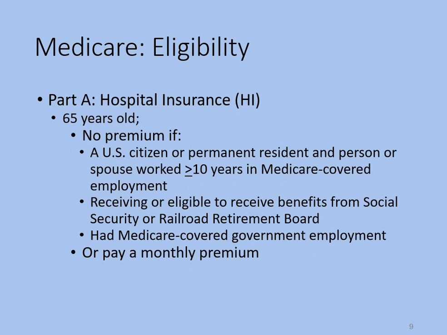Now, getting more into eligibility for Part A, the hospital insurance. If you're 65 years old, there's no premium. If you're a U.S. citizen or permanent resident and you or your spouse has worked greater than 10 years in Medicare-covered employment, you're receiving or eligible to receive benefits from Social Security or Railroad Retirement Board, and you had Medicare-covered government employment. Or you pay a monthly premium if you don't qualify.